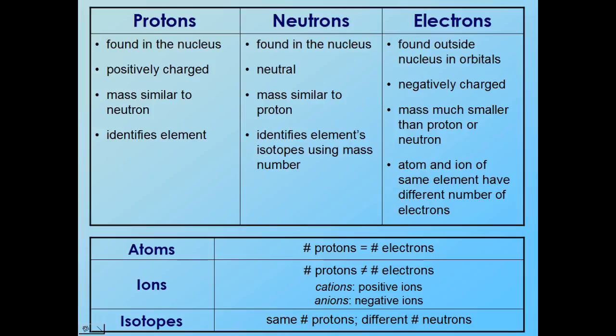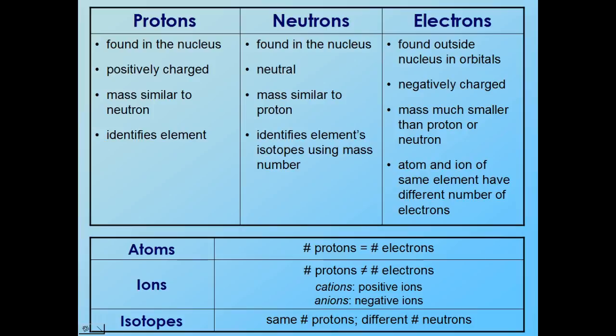Protons help us find which element we have. Every element has a unique atomic number, and that's where the protons come from. Neutrons help us determine which isotope we have, which form of the element we have. They are combined with protons to give us mass number. I'm going to review atomic number and mass number with you on a separate slide.